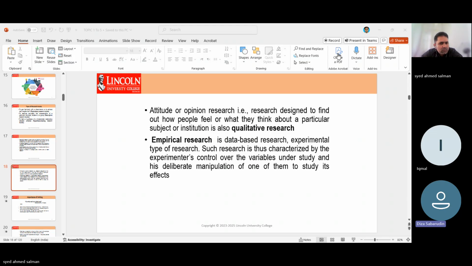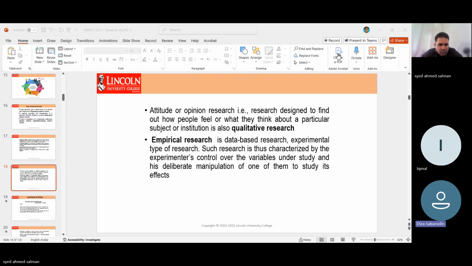Analytical research, the examples are analyzing customer feedback to determine reasons for product returns. And another one is using data analytics to find patterns in website visitor behavior.